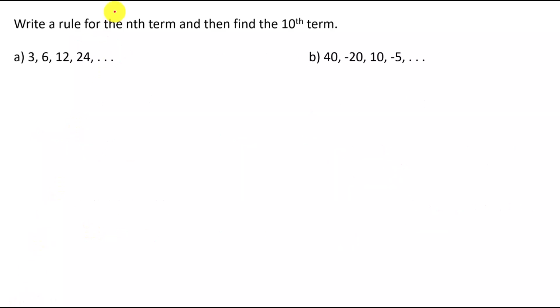Okay, on this example, we want to write a rule for the nth term, and then we want to use that rule to find the 10th term. So our formula is u sub n equals a r to the n minus 1 for geometric sequences, which is what we're looking at right now. So let's identify what we have. What is a? A is my first term. That's 3. What is r? R is any term divided by its previous. So maybe 12 divided by 6, and that's 2.